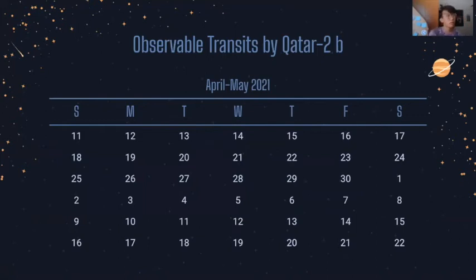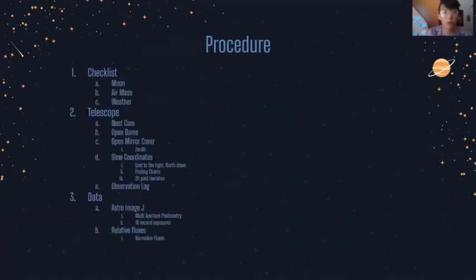I'm just going to talk a little bit about our timeline. Our first observation ended up being on April 17th, and that was just to get things set up and learn about the process. Then we had two more dates, the 21st and the 3rd, and we'll go a bit more into those later. And then I'm going to talk a bit about our procedure.